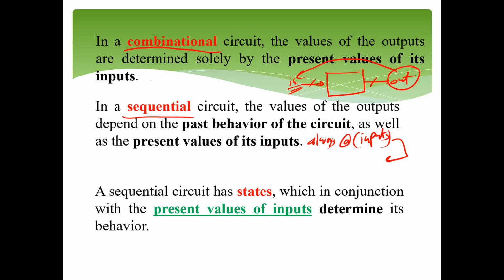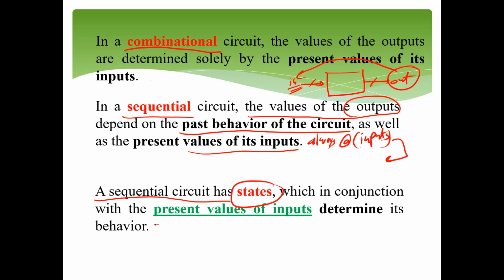تمام. بالنسبة للsequential circuit, the value of the output of a sequential circuit will depend on two things. It will depend on the value of the input, just like any combinational circuit, plus the past behavior of the circuit, which we call the present state of the circuit. So a sequential circuit will have a set of states. This is what we see in a state diagram. الستيت diagram بيوضح لنا ال present value of the input and what state we are in.